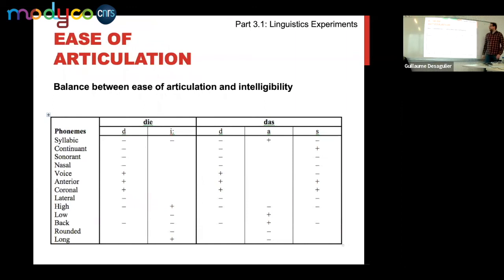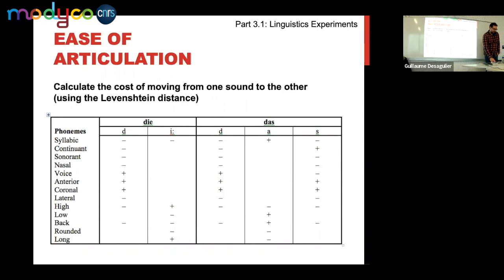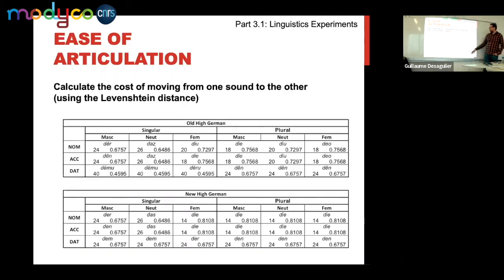And then we look at ease of articulation. That's just like, forms in modern High German, they're shorter, so they're easier to pronounce. You take all of these features and then you just do a simple minimal edit distance. How much of these values do I have to change to go to the next sound? And so, d and das. And then you can see the numbers are too small, but you would see that the Old High German systems, because they're longer, take a little bit more effort to pronounce.